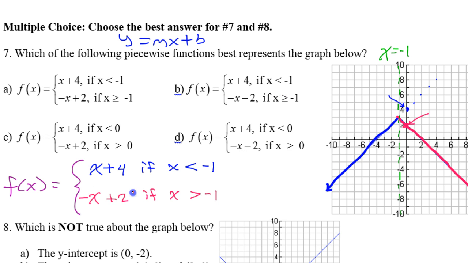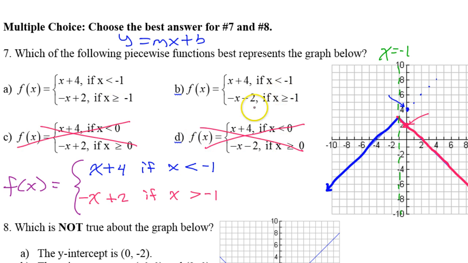Other than that, let's match it up. Well, C and D both have a 0 for the point of change, for the domain restrictions. So it won't be C or D. You can forget about that.